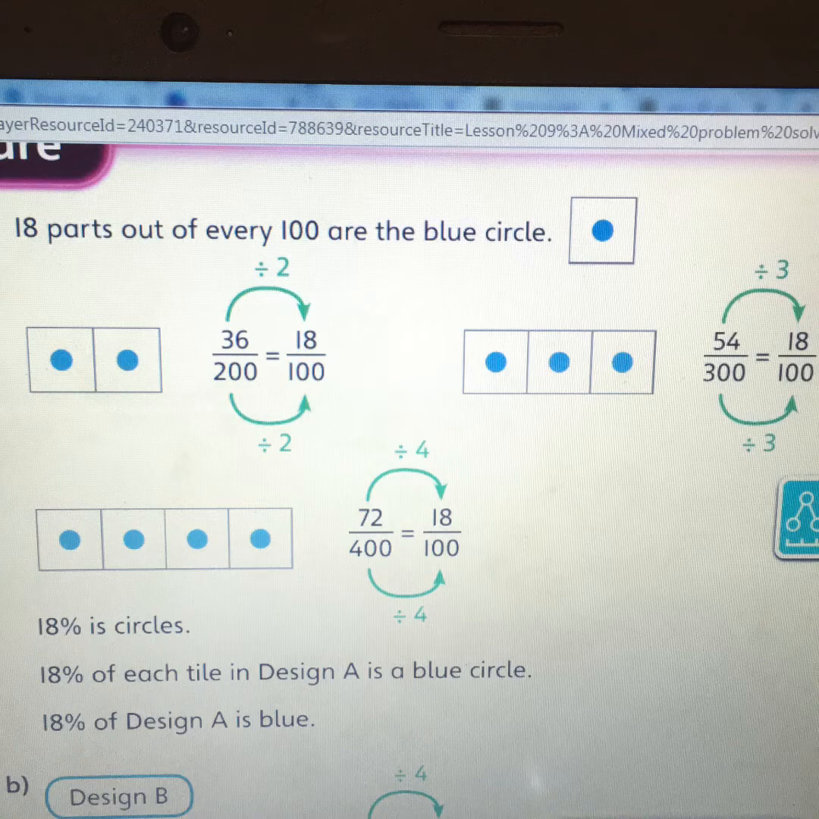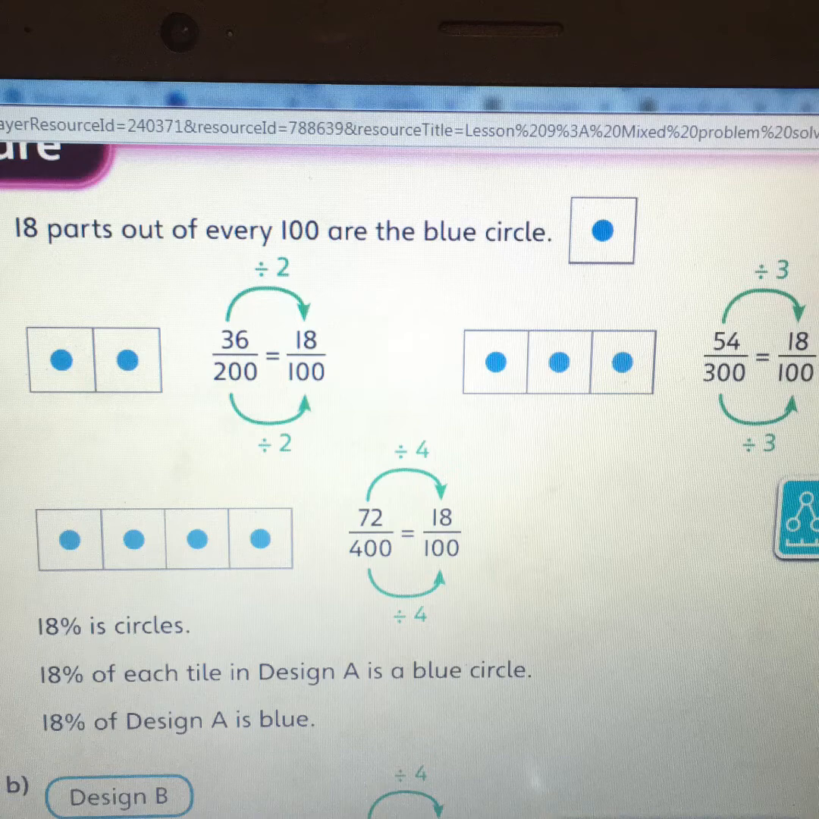but you can just think of it as a percentage as well. If you had 2 tiles, you would have 200 parts, so you'd have 36 out of those 200 would be blue, because 18 out of 100 are blue. So if you had 2, you'd have 36 out of 200. If you then simplified that, you would get 18 out of 100, because 18 parts out of every 100 are still blue. If you had 3 tiles then, this time you'd have 18, 36, 54 parts out of 300 parts. And again, if you simplify that, it would be 18 out of 100, because it's still 18 parts out of every 100 would be blue. So it would still be 18 out of 100, which would still be 18%.